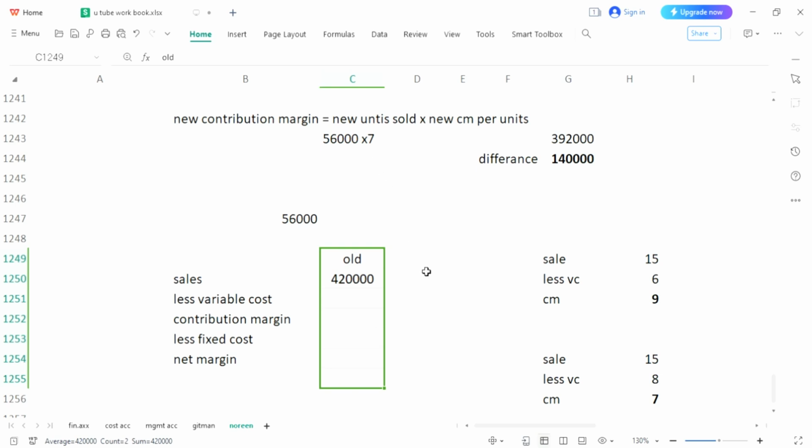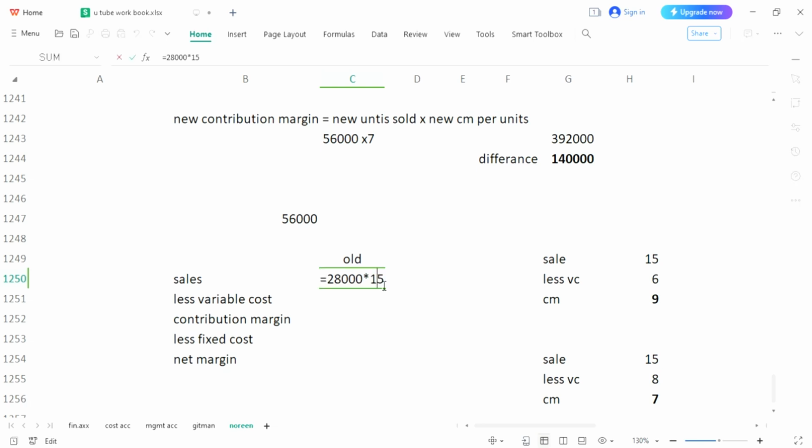So how have we calculated our old sale? You can see that old units were 28,000 and old sale price was 15. Now old variable cost was 6. Old units were 28,000 and old variable cost was 6, so you have calculated your variable cost. Now calculate contribution margin by subtracting variable cost from sales. Sale is 420,000, your variable cost is 168,000, and you have calculated your contribution margin.